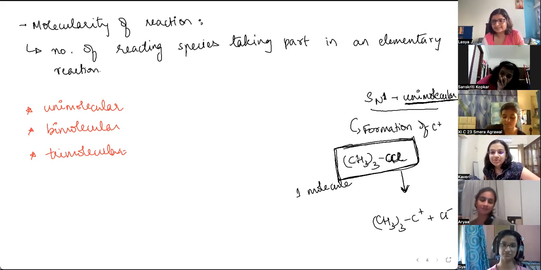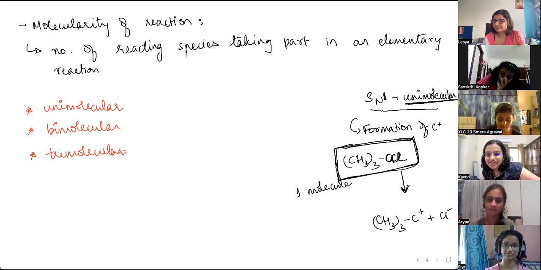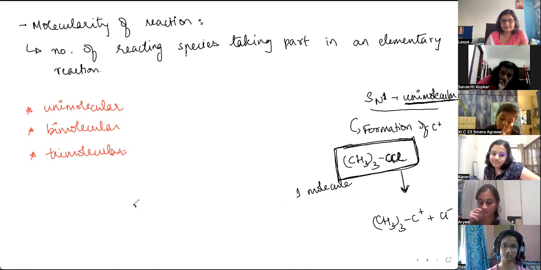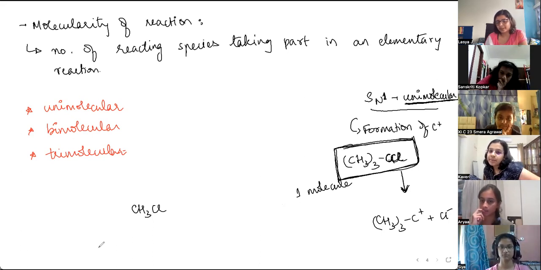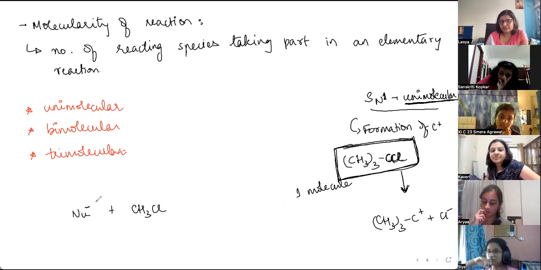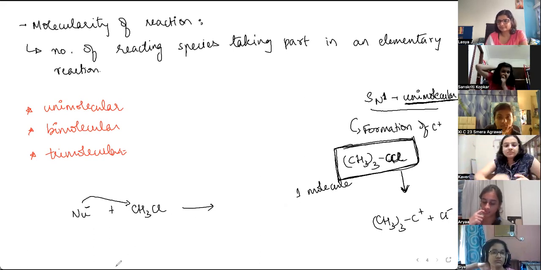In SN2 also it's dependent on one? That's what I'm going to come to next. Bimolecular. SN2 में क्या हो रहा है? Backward attack by the nucleophile. Unless and until the nucleophile comes and collides against this from the back, this reaction is not going to go forward.